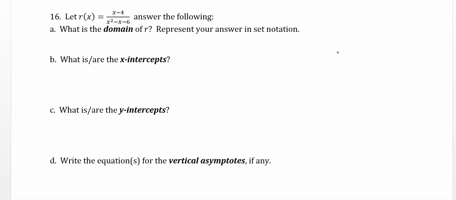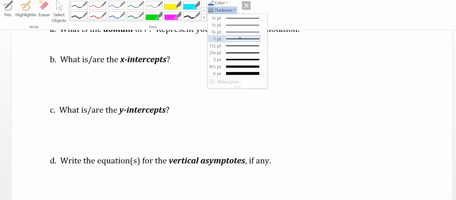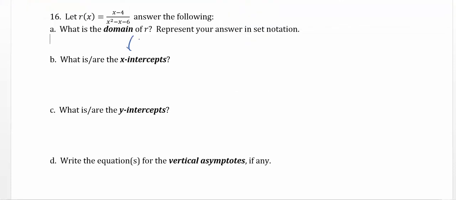So for number 16, if we want to find the domain, we should probably factor out the denominator first to see what we would end up with. If I take a look at the denominator, I get x and an x, and if I'm going to factor this, probably a 3 and a 2, so negative and positive. Therefore, the domain would have to be all real numbers x such that x does not equal one of these two numbers when I solve for 0, so negative 2 or positive 3.